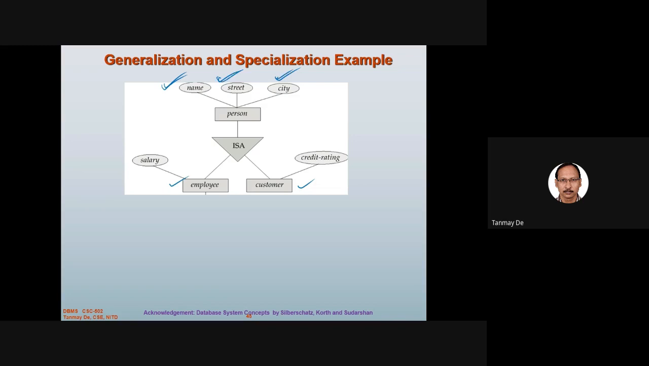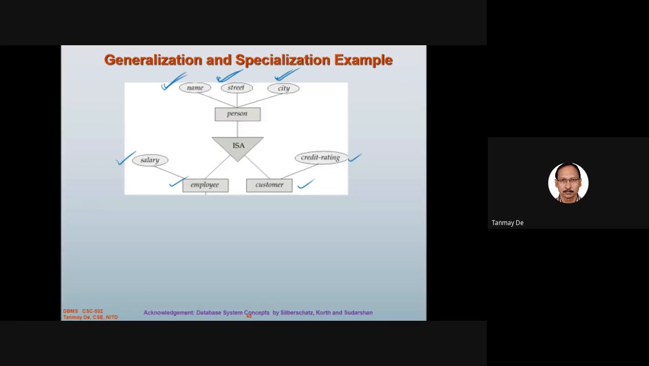Is it not? Except those features, the common properties are the name, street and city. Other than that, the employee's another attribute is their salary, one of the descriptive attributes. But in case of customer, there is no salary attribute. Here maybe the credit rating or credit index is there.